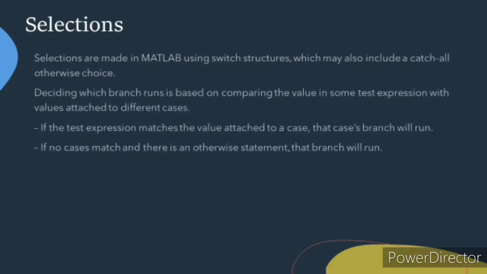Selections. Selections are made in MATLAB using switch structures, which may also include a catch-all otherwise choice. Deciding which branch runs is based on comparing the value in some test expression with values attached to different cases. If the test expression matches the value attached to a case, that case's branch will run. If no cases match and there is an otherwise statement, that branch will run.